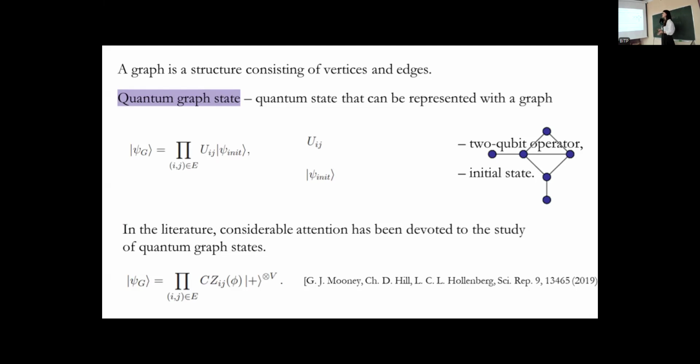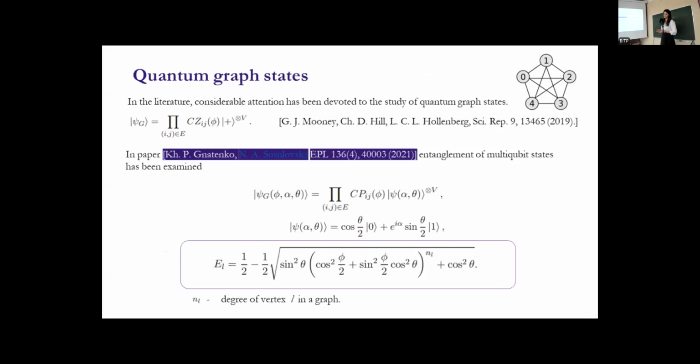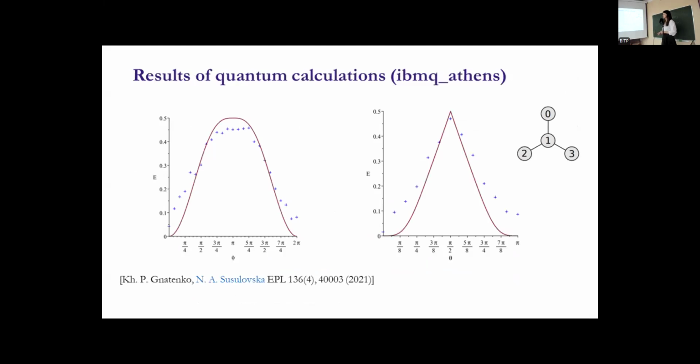I study graphs and networks with the help of quantum programming. I consider quantum graph states, which can be constructed with the action of 2-qubit gates. We studied the entanglement of these states and also how to find structural properties of these graphs with quantum programming. For instance, with my PhD student Natalia Sosulovska, we considered quantum graph states constructed with controlled phase gates and found the entanglement, and we calculated it with the help of real quantum devices.